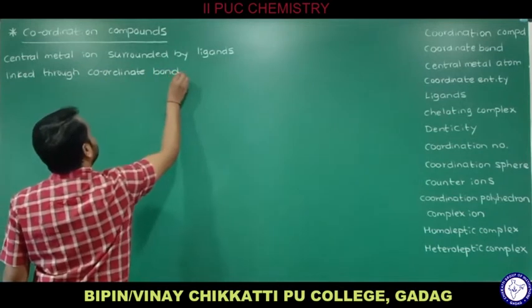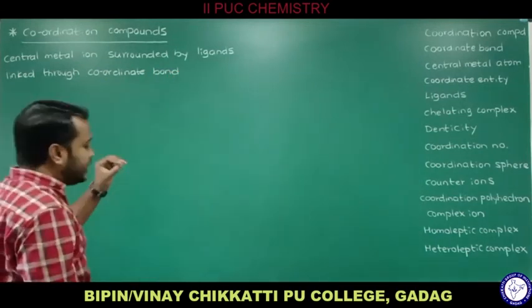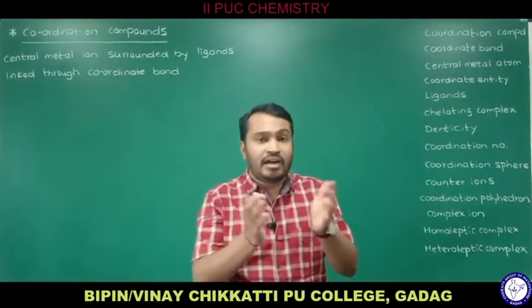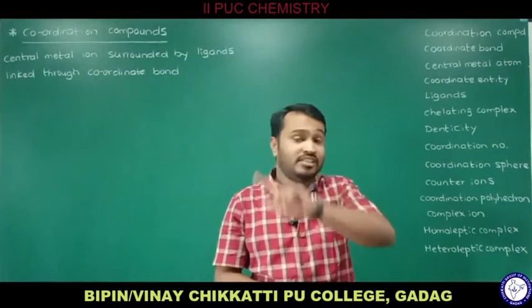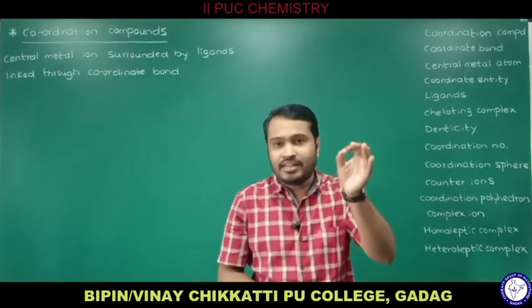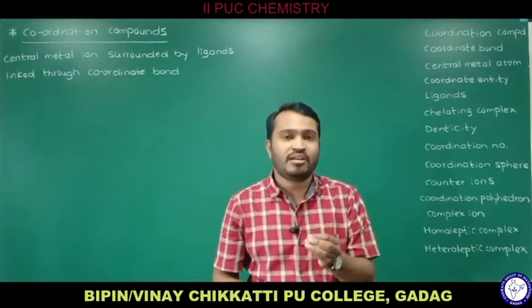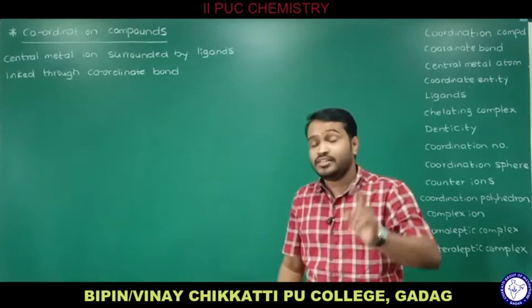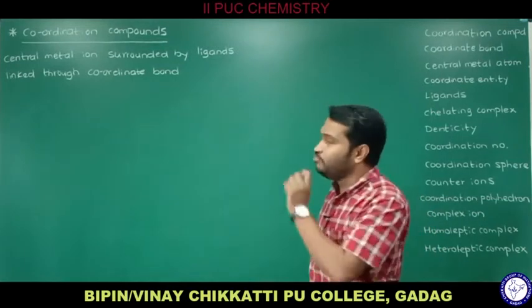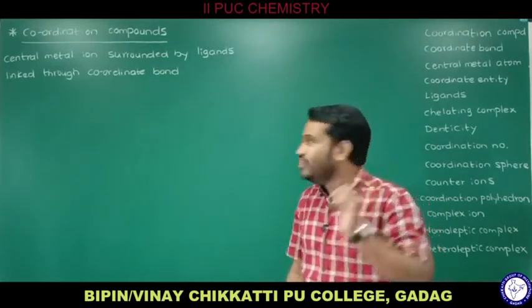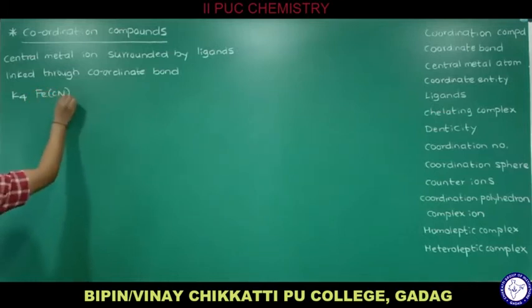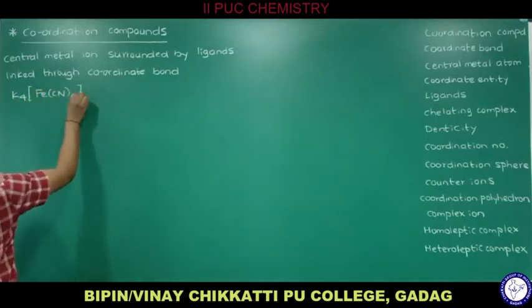So the keywords I am going to write on the board. In coordination compounds, the compounds contain a central metal atom or central metal ion, which is surrounded by ligands, and the link between central metal atom and ligand is nothing but a type of covalent bond, that is a coordinate bond. Such kind of compounds we call coordination compounds. We'll see some example for that one. So coordination compounds, let me write example, K4[Fe(CN)6].